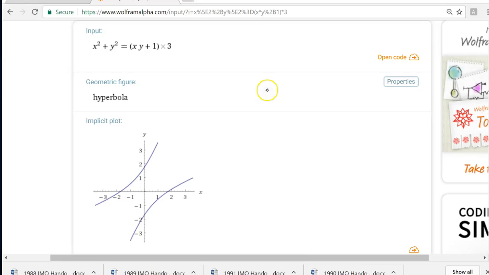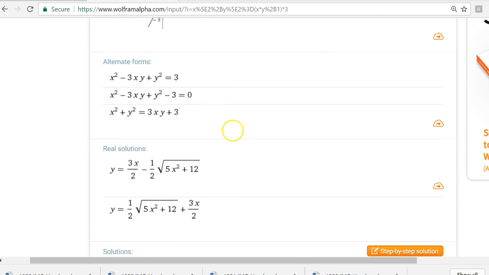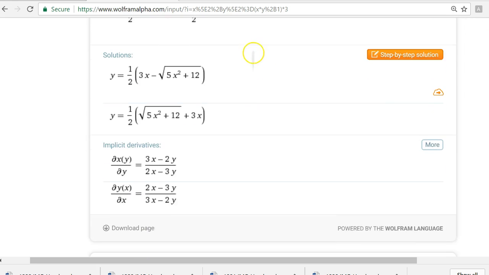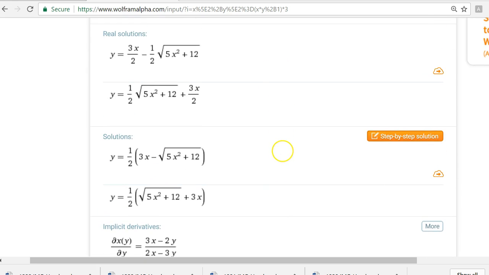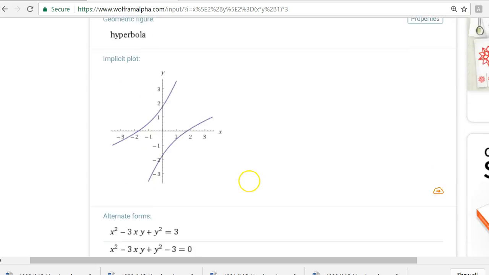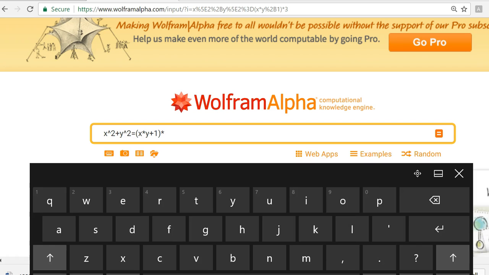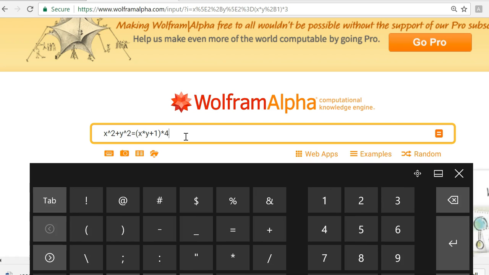observation. If you keep testing on Wolfram Alpha and scroll down, it will give you the real solutions of this. You can see how y depends on x, but these are all real solutions because you have all these radical expressions. But interestingly, if you change the 3 to a 4, and why is 4 so important? Well, because it's a square.